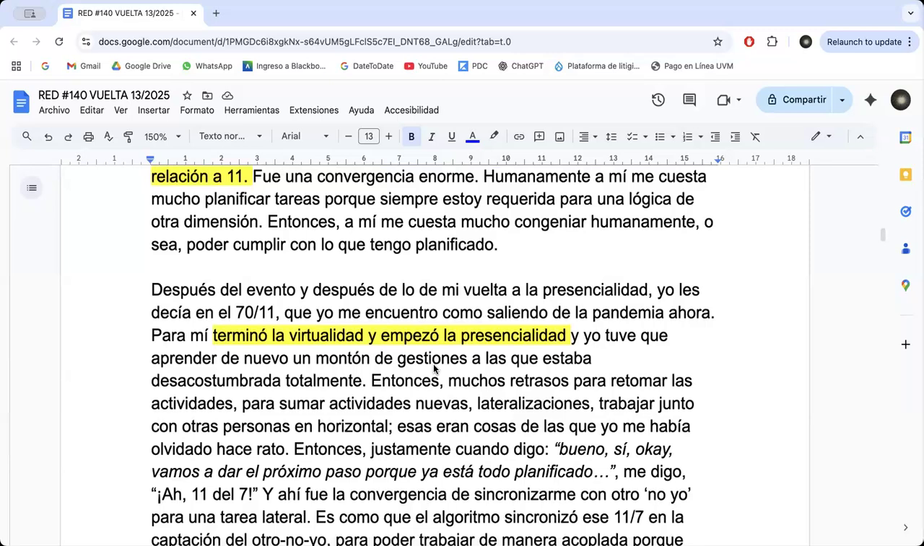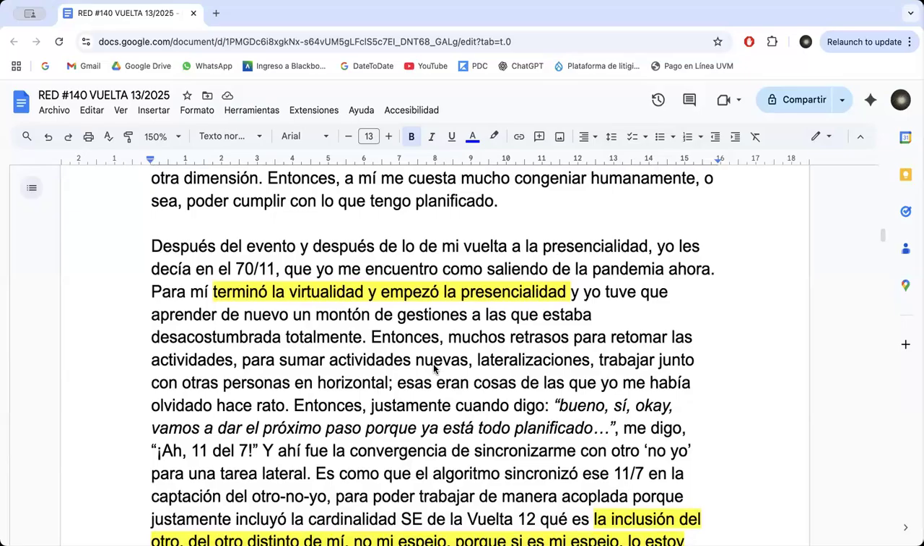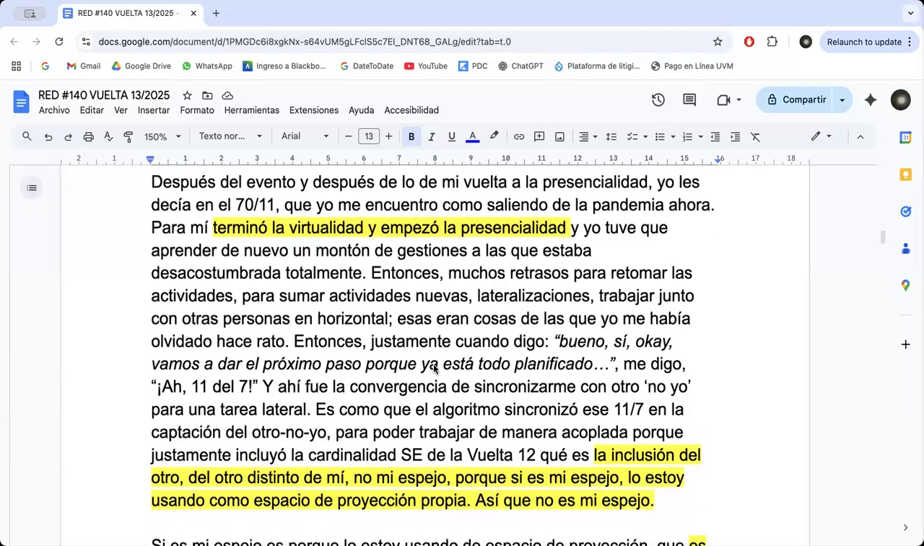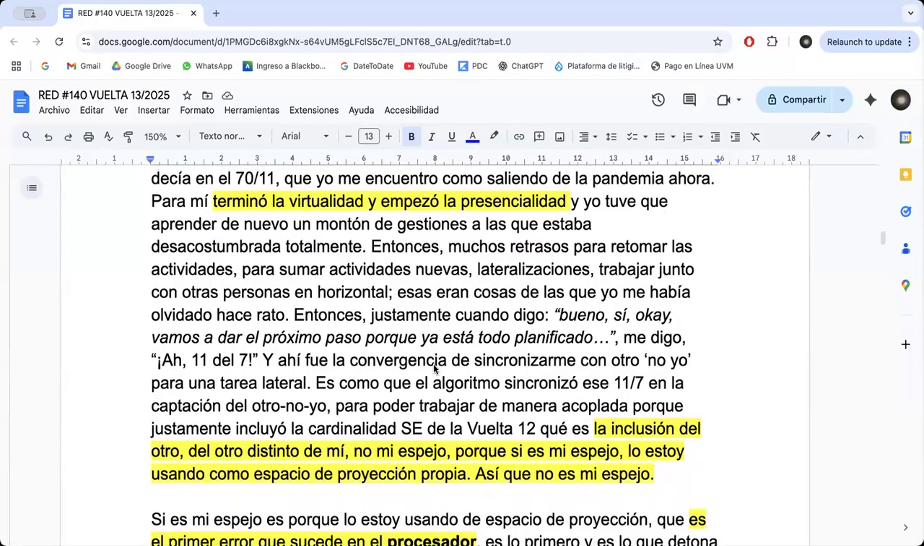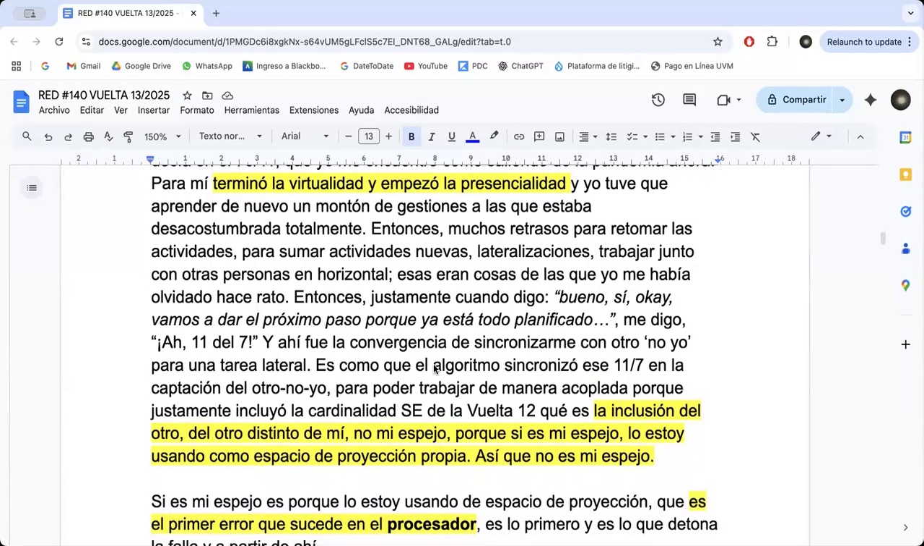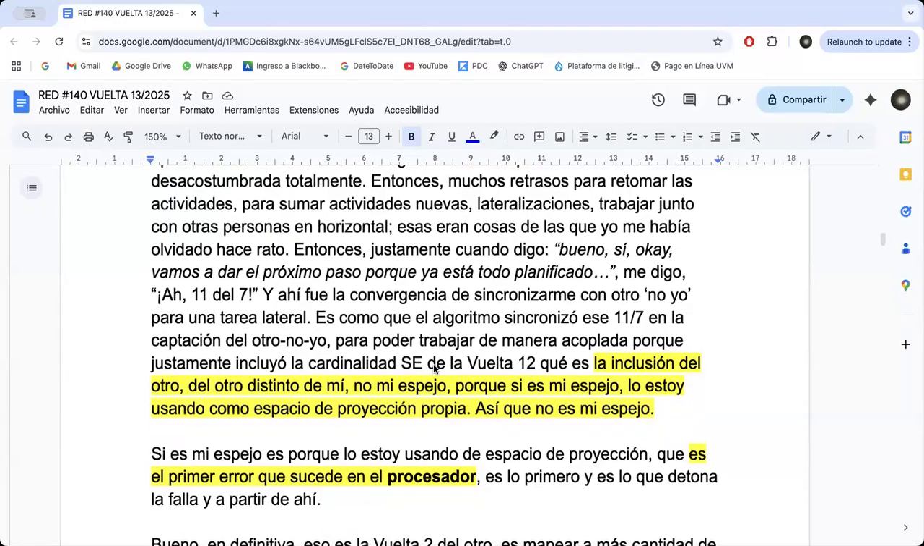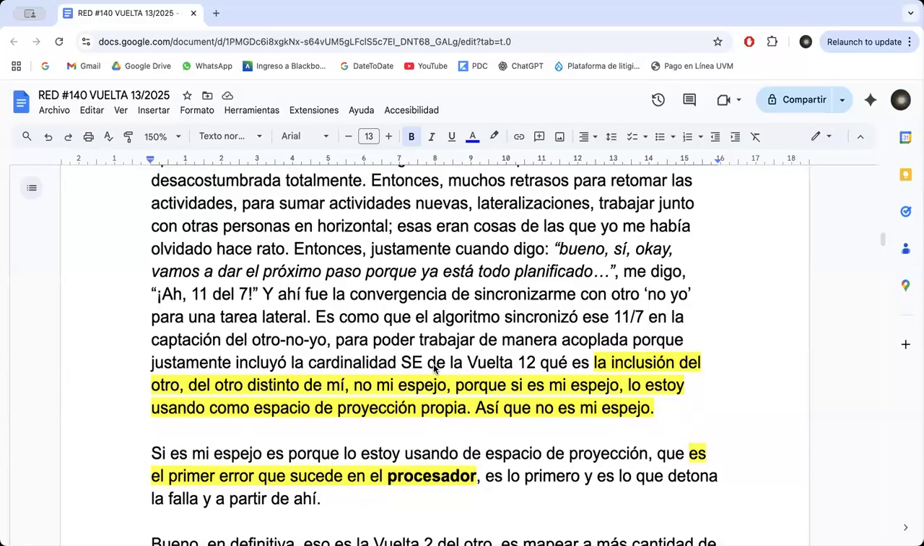Humanly, for Ale, it is really hard to planify tasks because she's always required for a logic of another dimension. So for Ale, it's really hard to connect humanly or to fulfill something that she had planned. Well, after the event and after she came back to the physicality, right? Because she said to us in the 7011 group that she is finding herself coming out of the pandemic now. For her, the virtuality ended and the physicality began. So she had to learn many things and many management of things that she had been unaccustomed to completely because of the virtuality. Now we're coming back to the physicality.